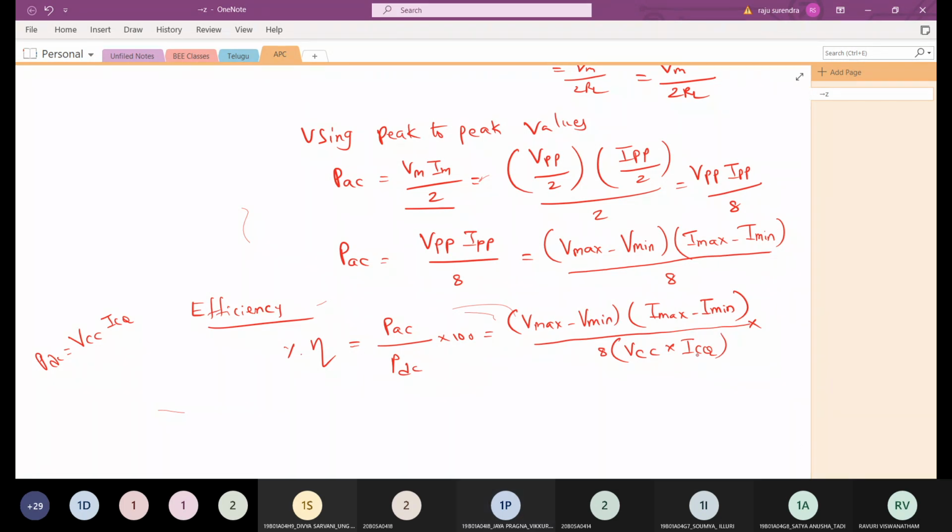Yes, sir. Okay, and we will calculate the efficiency value in the next class. And we will discuss the other classification of class A power amplifier also in the next class. I think tomorrow we have two classes, right? Yes, sir. Can I close the document? Yes, sir.